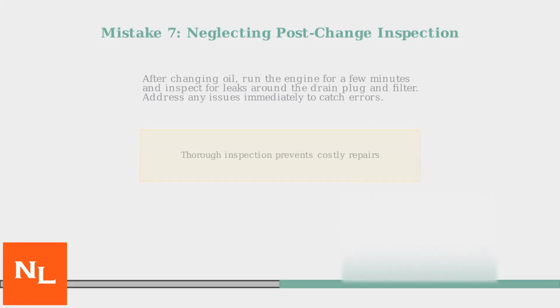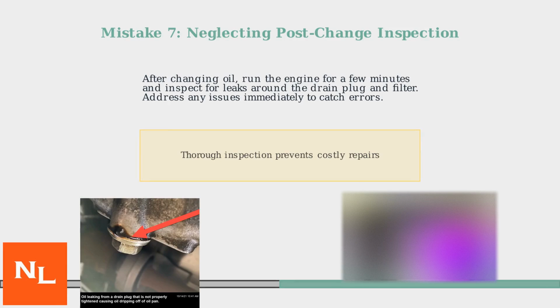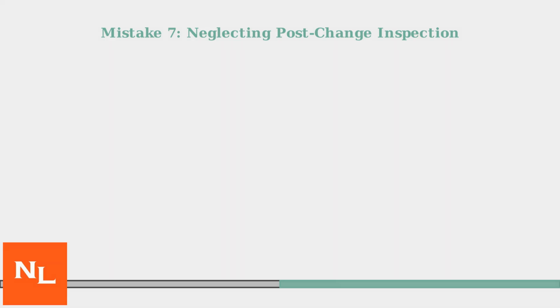The final common mistake in oil changes is neglecting the post-change inspection. After completing the oil change, always run the engine for a few minutes to build pressure, then carefully inspect around the drain plug and oil filter for any signs of leaks. Common issues include improper drain plug tightening or damaged filter gaskets. Address any leaks immediately by retightening or replacing components to prevent oil loss and engine damage. This simple check ensures you haven't introduced new problems during the process.